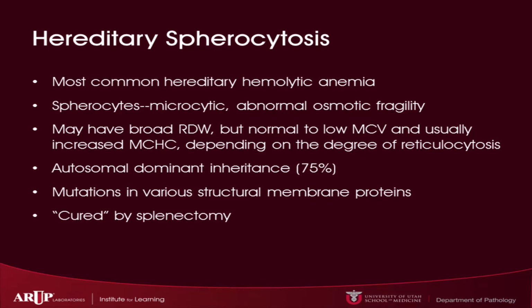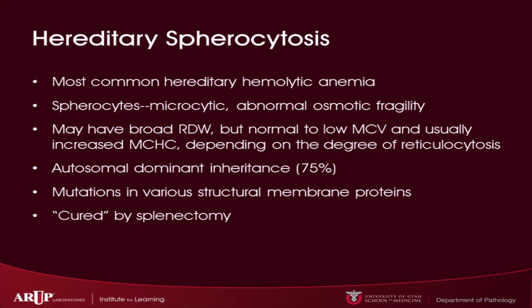If we look at the genetic etiology, it happens due to mutation in the various structural membrane proteins of the red blood cells, most commonly in the ankyrin gene. And in the majority of hereditary spherocytosis cases, if the diagnosis is made and the spleen is removed from the patient, because the spleen is the most common site for the destruction of the red blood cells.